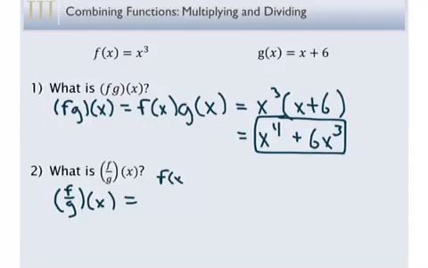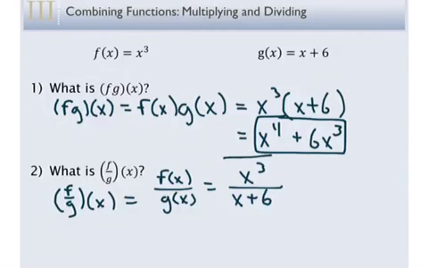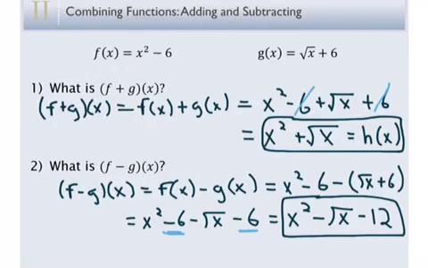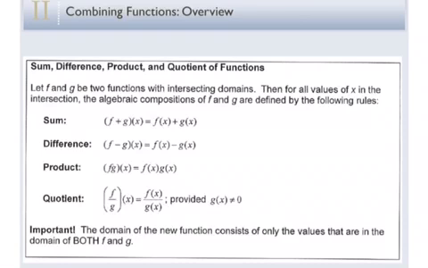f of x over g of x is equal to x cubed over x plus 6, and I'm just going to leave it in this form. That's no problem. So this is our final answer. But I'm going to push you to think about this a little bit more, because last week we talked about limitations on functions. And just a few minutes ago, I also talked about limitations on the function g here.